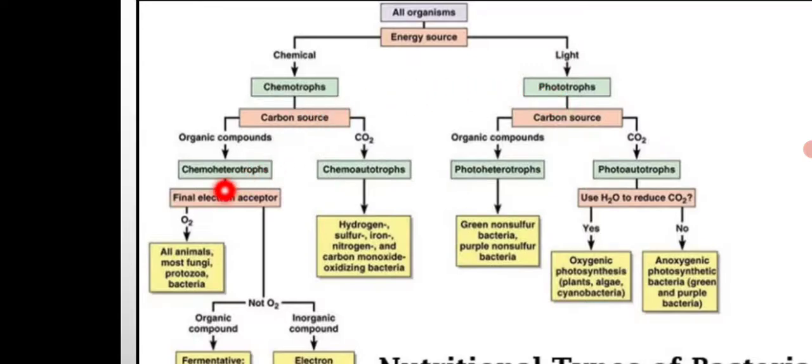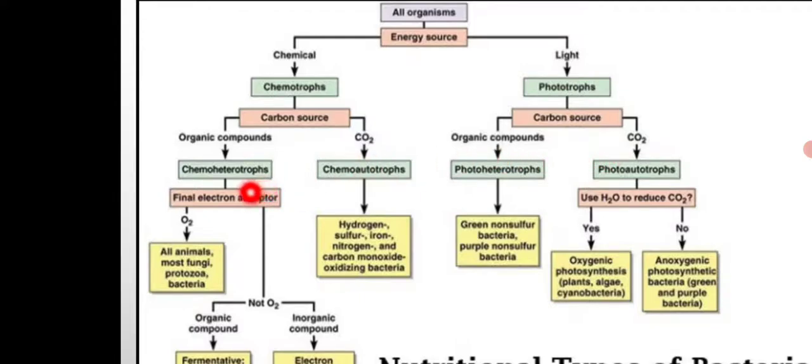Chemotrophs are further divided into chemoheterotrophs and chemoautotrophs. Chemoheterotrophs use chemical as an energy source; chemo means chemical and heterotrophs depend on others, so they depend on organic compounds. They use chemical as an energy source and organic compound as a carbon source. Chemoautotrophs use chemical as an energy source and carbon dioxide as a carbon source. Here it is the same, just there is a difference in the energy source. Here light is used as an energy source, and organic compounds and carbon dioxide are used as a carbon source.